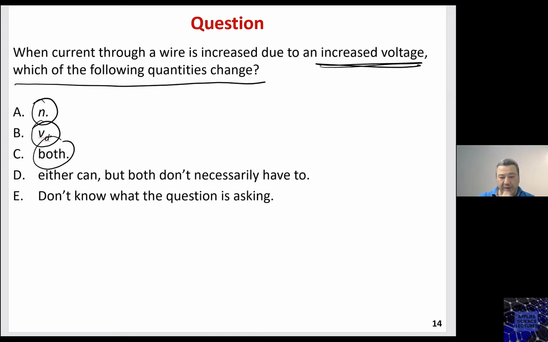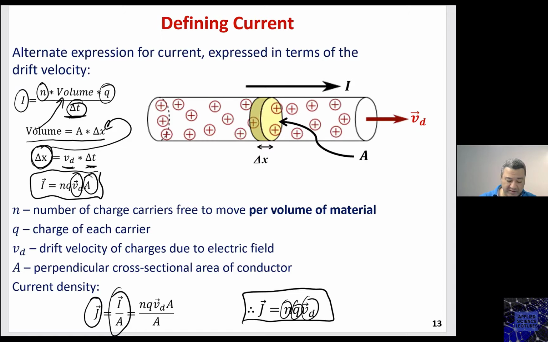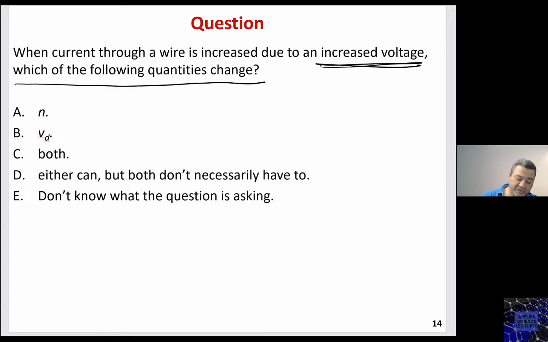In this case, if the potential difference increases, this means the current will increase, and if the current increases, the only parameter that can increase is the drift velocity. The cross section is constant, the charge is constant, and the density of the charges is also constant. So in this case, the answer to this question would be answer B.